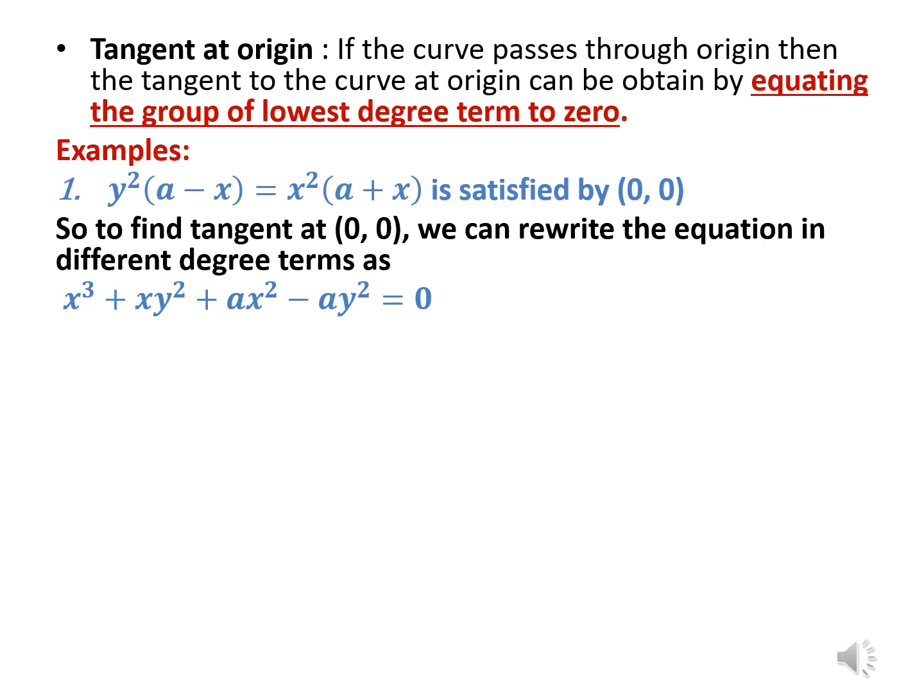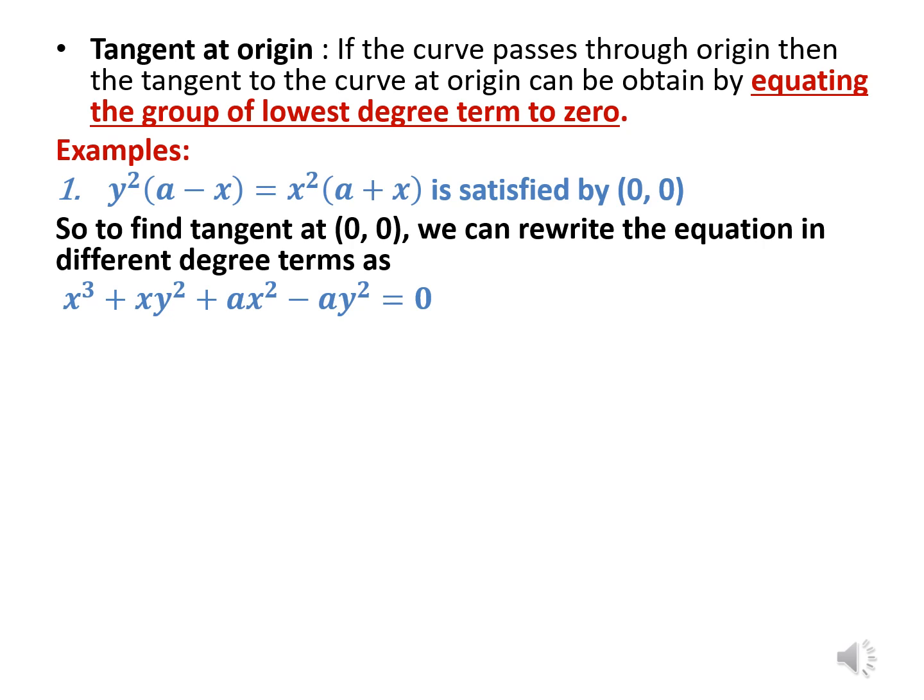Then we have to separate out all the degree terms. So we can rewrite this equation as x cube plus xy square plus ax square minus ay square equal to 0. That means we need to open the bracket and take all the terms on one side and make the right hand side 0. I have written this equation in descending powers or degree terms.